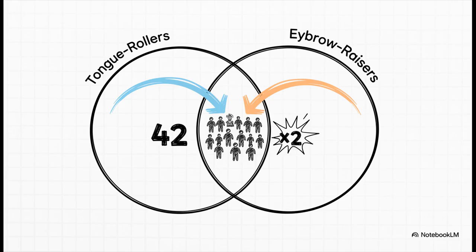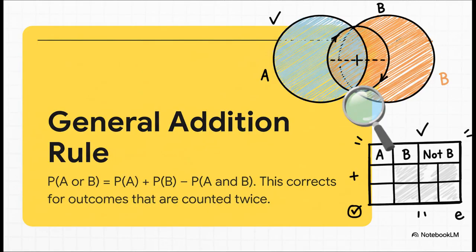This is the whole secret. The problem is that we counted those 42 students who can do both skills twice. Think about it. They got counted in the can roll tongue group, and they got counted again in the can raise eyebrow group. We double counted them. And that brings us to this beautiful, simple solution.